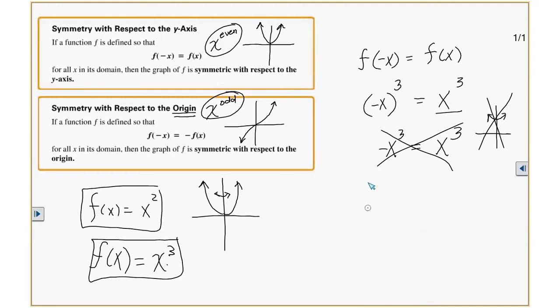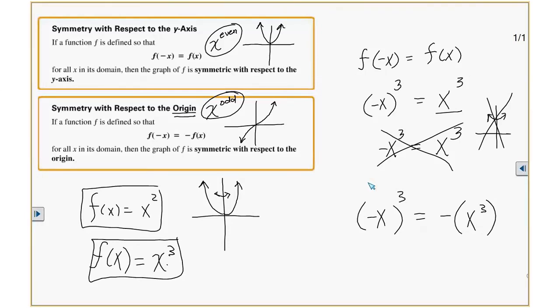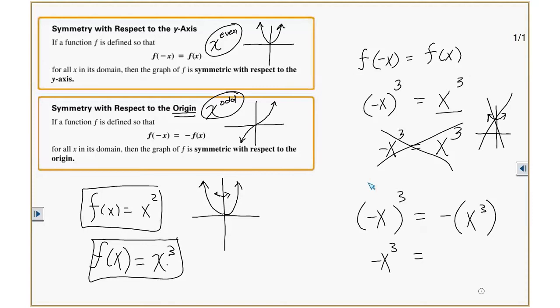So f of negative x means that wherever there's an x, I'm going to plug in a negative x. And that's equal to negative f of x, which is x cubed, put a negative out front. So what's negative x raised to the third power? And what's a negative in front of x cubed? So are these two equal? Yeah, so therefore it is symmetric around the origin, which you can see. But of course, now you know that because you know the family of graphs. How about the absolute value function? Is it symmetric around the y-axis?